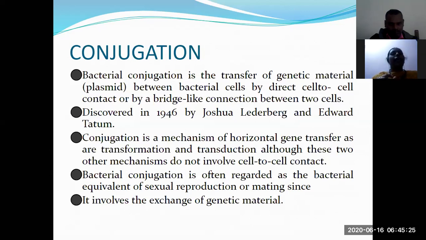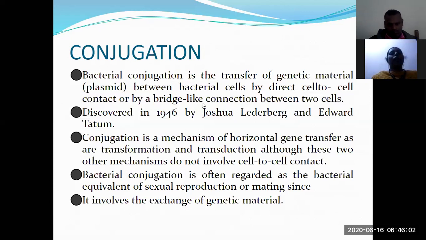Okay, so let us see the definition again. Conjugation is a mechanism of horizontal gene transfer, as are transformation and transduction, although these two mechanisms do not use physical contact. You see, in transformation we didn't see any physical contact, just the genetic material transferred from pathogen to host. Bacterial conjugation is often regarded as the bacterial equivalent of sexual reproduction or mating, since it involves the exchange of genetic material. You can confirm through this diagram.